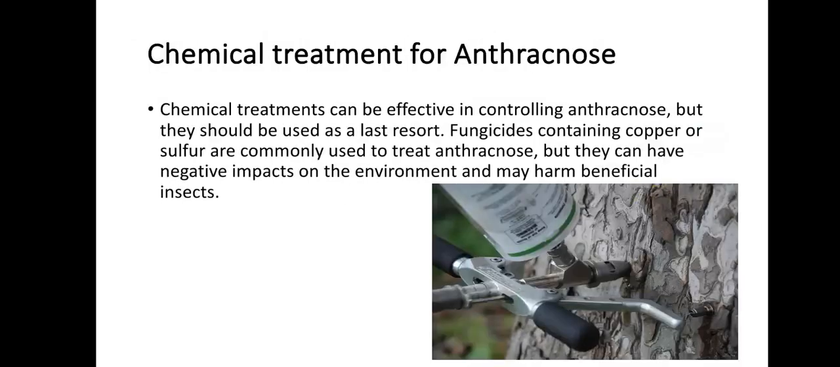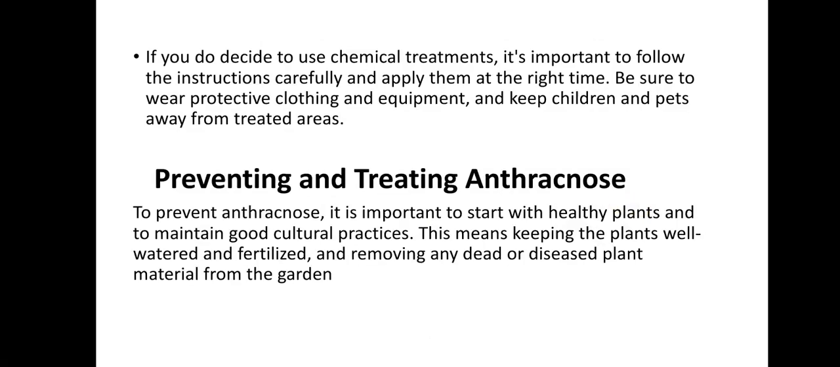Chemical treatment for anthracnose. Chemical treatments can be effective in controlling anthracnose, but they should be used as a last resort. Fungicides containing copper or sulfur are commonly used to treat anthracnose, but they can have negative impacts on the environment and may harm beneficial insects. If you decide to use chemical treatments, it's important to follow the instructions carefully and apply them at the right time. Be sure to wear protective clothing and equipment and keep children and pets away from treated areas.